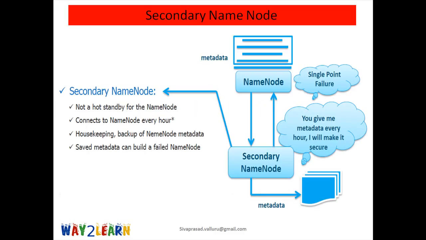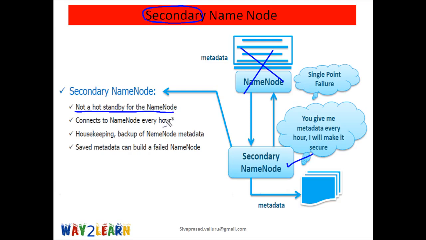If you see the name secondary name node, you may come to a conclusion that secondary name node is just like a backup name node or a standby name node. That means you may feel that if name node is down, secondary name node will become active. No, it is not correct. You need to understand that secondary name node is not a hot standby of name node.